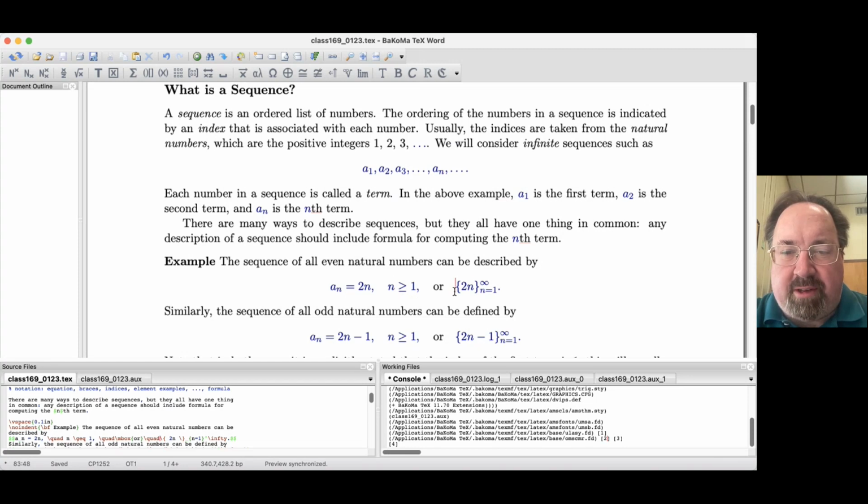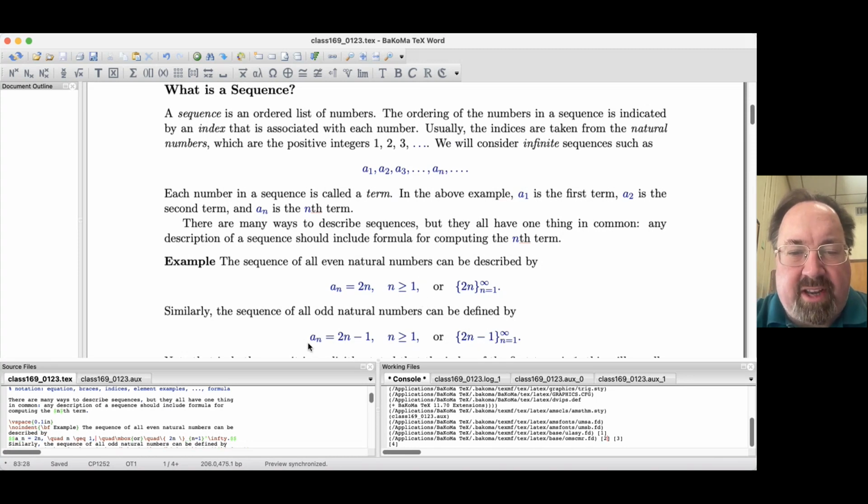A sequence can also be described in a more concise manner this way, where you take the formula and you put it in curly braces, and then off to the right, we indicate the indices, n going from 1 to infinity. So on the one hand, this notation is more concise. On the other hand, there's no variable associated with these terms to refer to them later. So it's a trade-off as to which notation you use. Most of the time I'll use this kind of description.